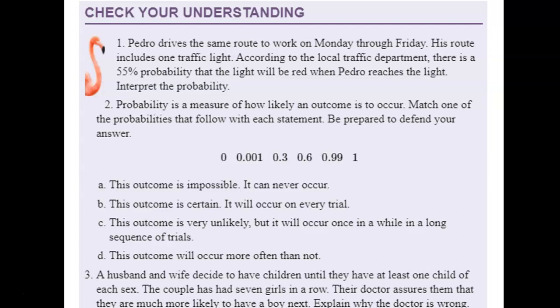Okay. And then our second question: probability is a measure of how likely an outcome is to occur. Match one of the probabilities with the following statements and then be prepared to defend your answer. I love that. Be prepared because I'm coming after you. All right. So they want to know the 0, the 0.001, the 0.3, the 0.6, the 0.99, and the 1. So let's talk about Pedro and his traffic problem first. And before I move on, please pause the video and jot down your own thoughts on these questions.